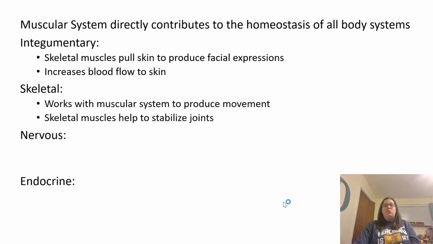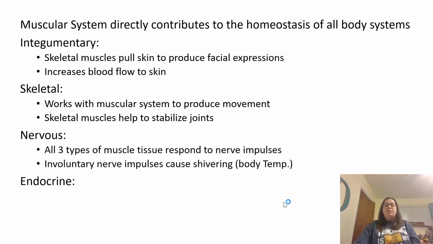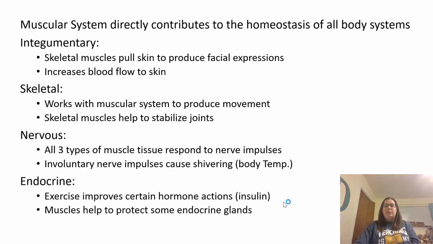We see that the skeletal system is going to work with the muscular system to produce movements. The skeletal muscles also help to stabilize your joints. Your nervous system is going to have all 3 types of muscle tissue responding to nerve impulses. This is going to help with involuntary nerve impulses causing shivering to increase your body temperature. And even your endocrine system, the hormones. Exercise improves certain hormone actions like insulin, and muscles help to protect some of your endocrine glands. So we do see that they're going to help with lots of different types of homeostasis.